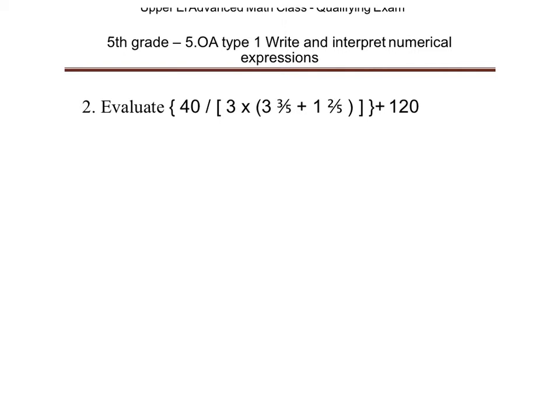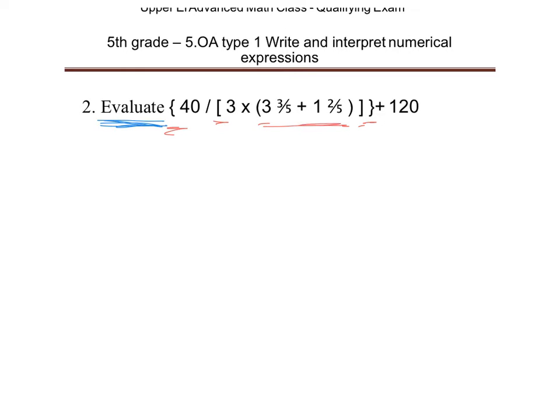Next, we're going to do an evaluate, not write a number sentence. So here we want to come out with a value. Evaluate means try to keep simplifying until you get a value. When we look at it, we see this nesting: we have these outer braces, then the square brackets, and then the parentheses. So we're going to do what's inside first.